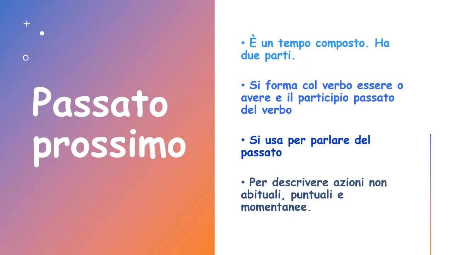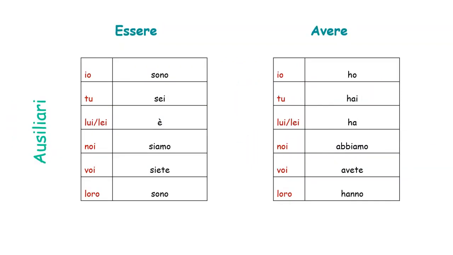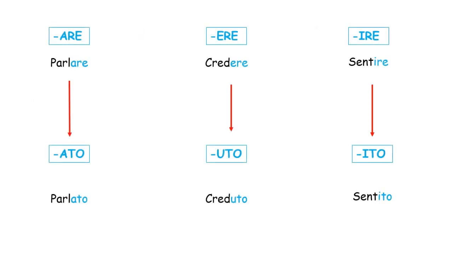For example, ho salutato, or punctual, with a date, with a time. This is the structure. First, the auxiliary verb. Don't forget about it. And pay attention to the third person. The second part is the past participle.